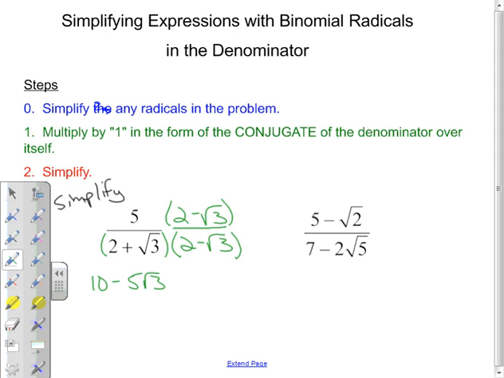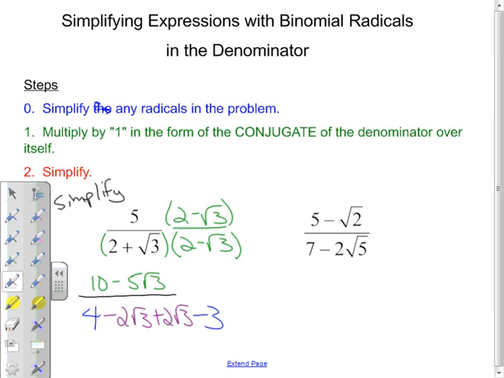So now I'm going to do the FOIL problem for the denominator, and it's going to get 2 times 2 is 4, and then 2 times negative root 3 is negative 2 root 3, followed by root 3 times 2 is positive 2 root 3, followed by root 3 times negative root 3 is just going to give me minus 3. Okay? Now if you see here, this is what's cool.